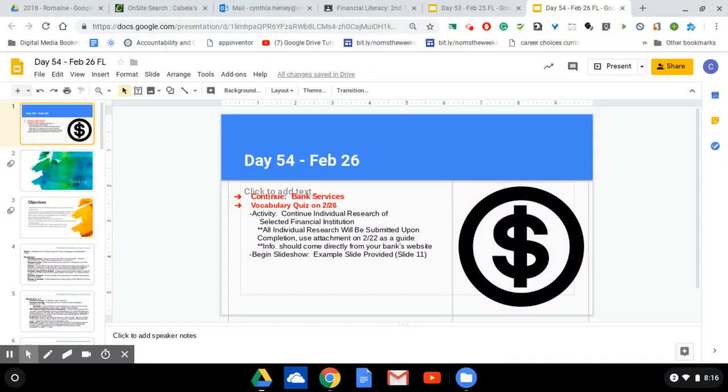It's February 26th, and these are the activities for financial literacy. So we're taking a look at the slideshow that's posted in Classroom for the day. On the first slide, you'll see the agenda. So these are the activities that you can expect.